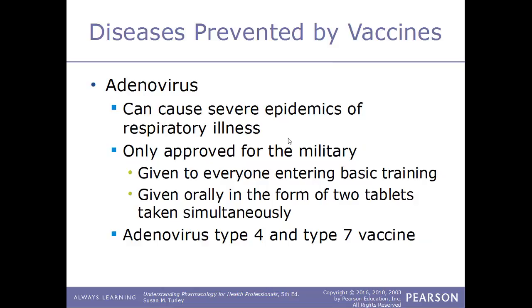Adenovirus can cause severe epidemics of respiratory illness. This vaccine is only approved for use by the military, and it is given to recruits who enter basic training. It is given orally in the form of 2 tablets that are taken at the same time, and these contain adenovirus type 4 and type 7 vaccines.